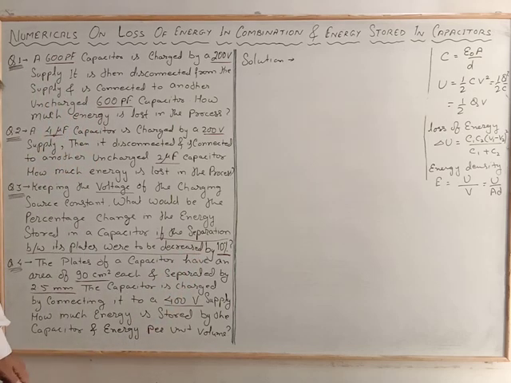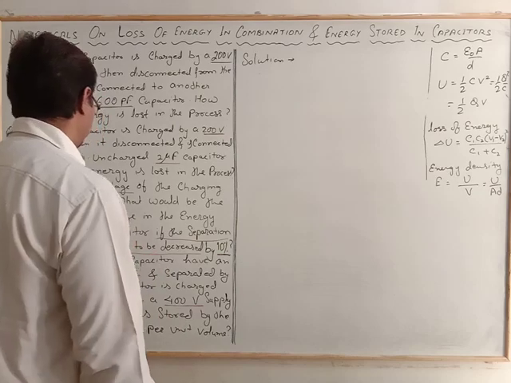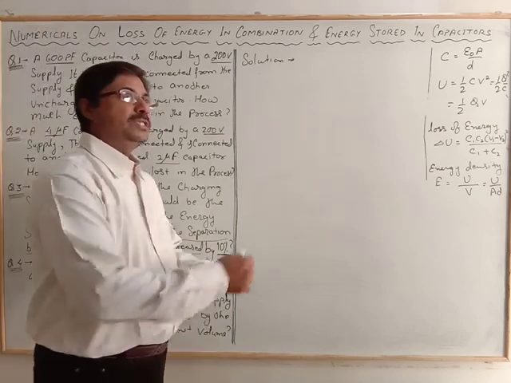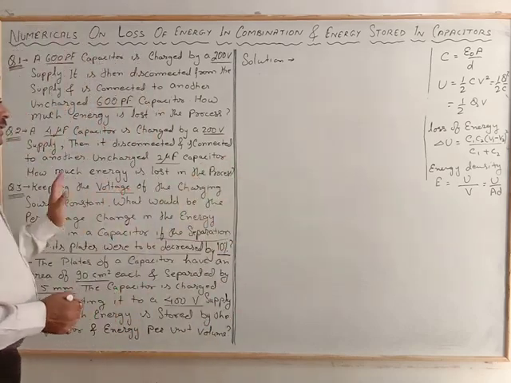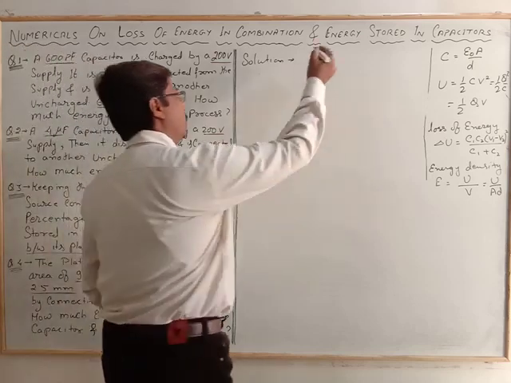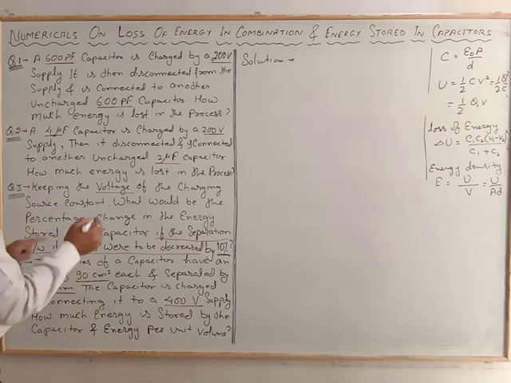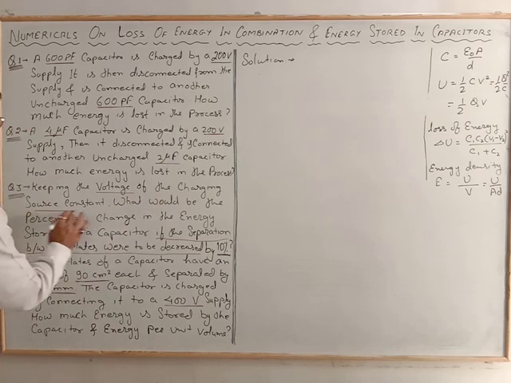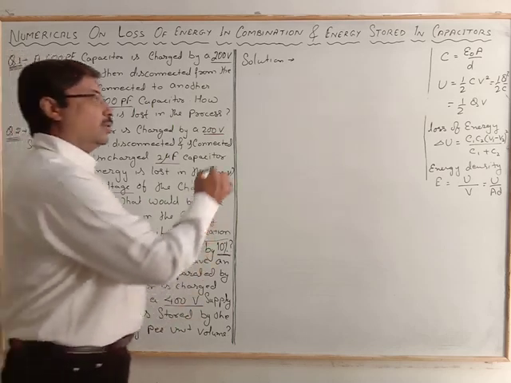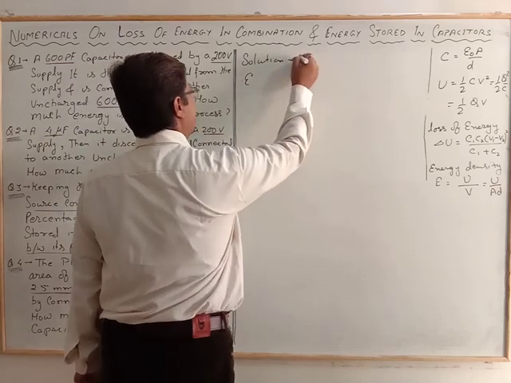So, first of all, the energy stored in the capacitor for fixed voltage. The voltage is constant. The voltage of the charging source is constant. So, energy, that is the third solution.